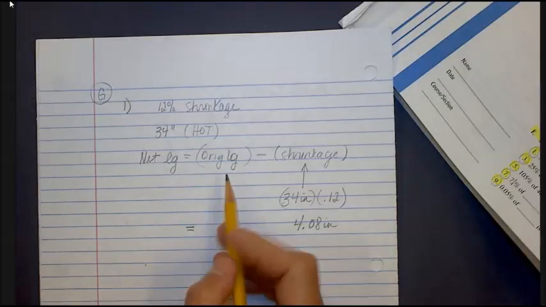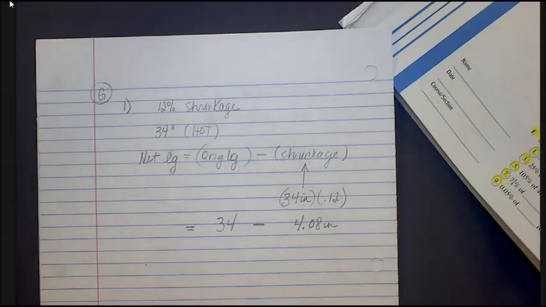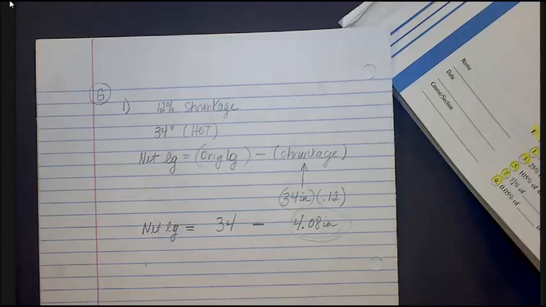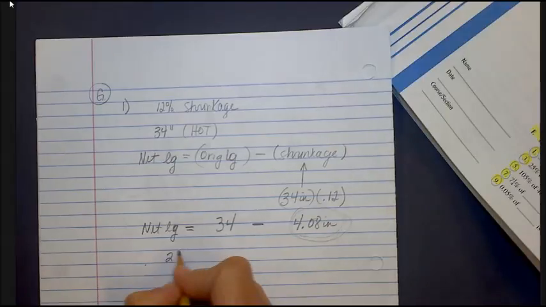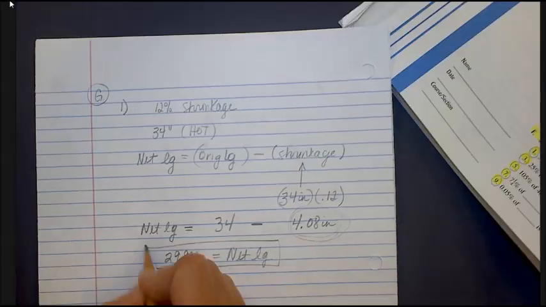Now, our original length was 34 inches, so we're going to put that in there. So the final, or the net length, is going to be 34 minus 4.08 inches. Everybody agree? Okay, so our final length is going to be 34 minus 4.08. So we're going to get 29.92 inches is going to be equal to the net length, or you can call that final length.